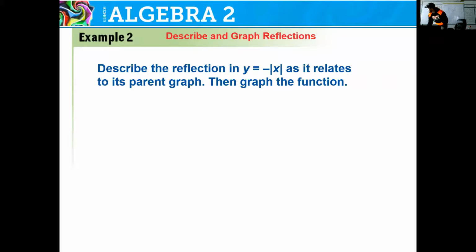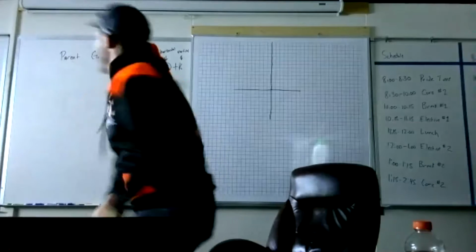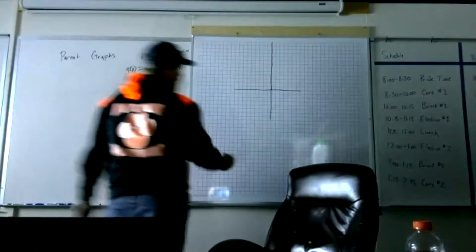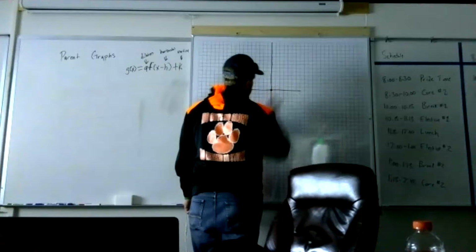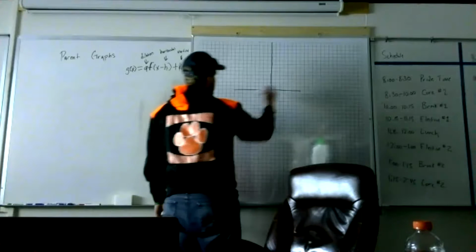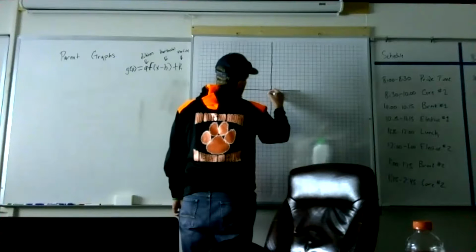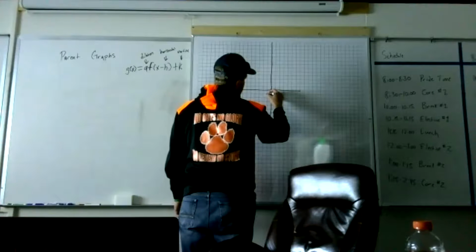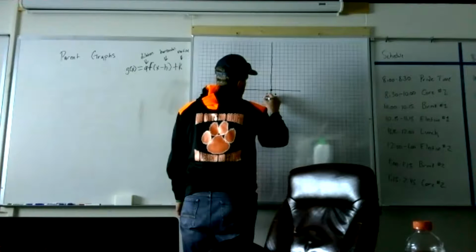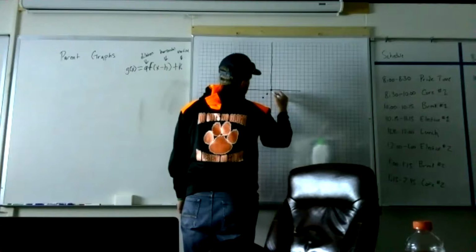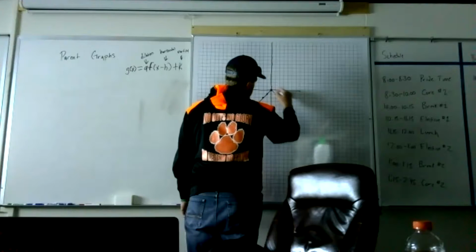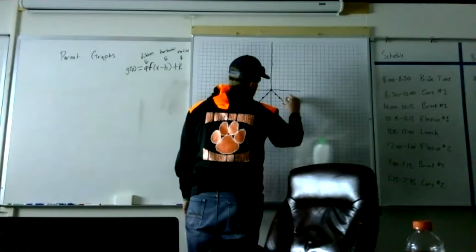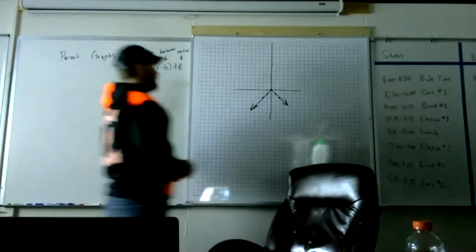So we use our critical points that happened on the absolute value of x. The origin hasn't changed, so it's still at 0, 0. It used to go through -1, 1, but now it's going to go through -1, -1 and 1, -1. So that's what our graph is going to look like.